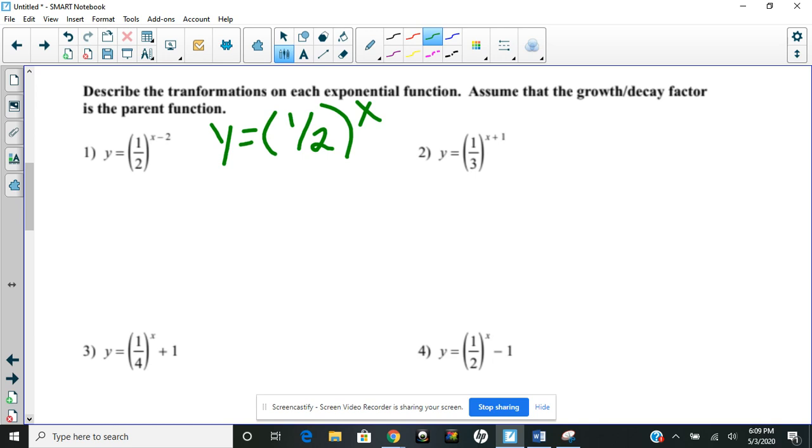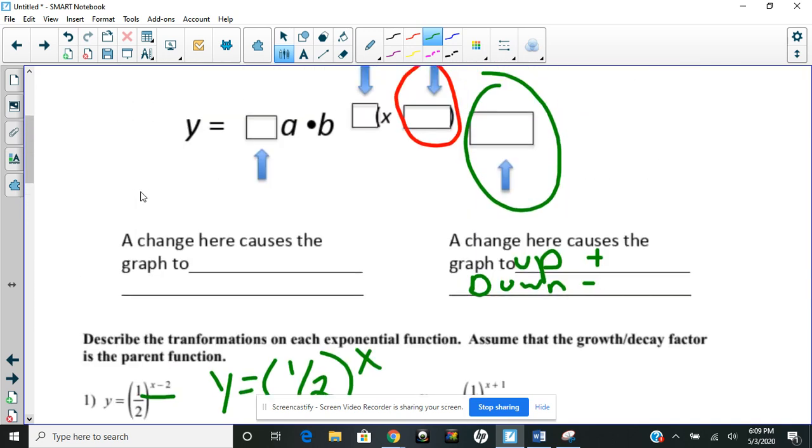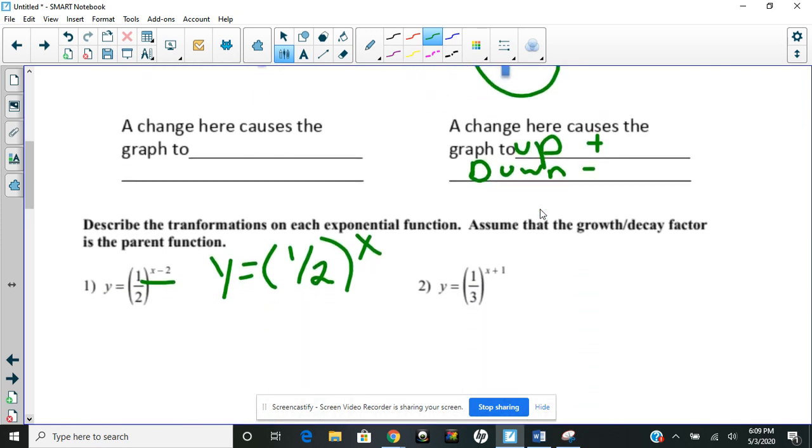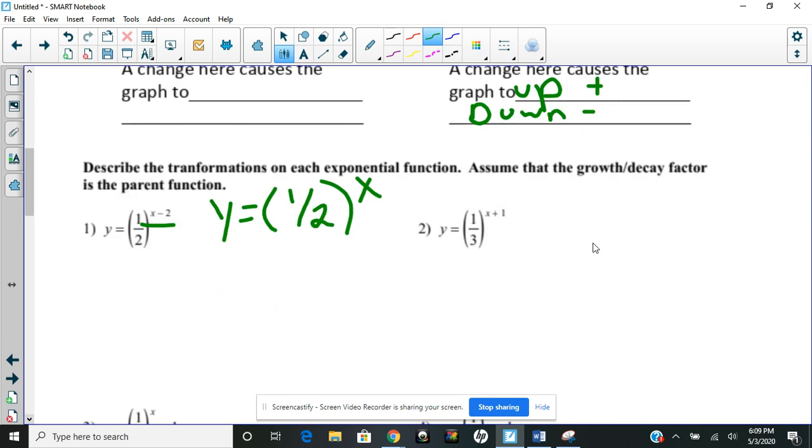Okay, so the difference is we see this -2 right here in the exponent. I'm going to go back up to my rules, and I see that a move that happens in the exponent is what I circled right here in red, and it's a minus. So when it's minus, that is a move to the right. So when it asks me for this one, what is the transformation? What is the translation? I'm going to say right 2. And that's it. That's the whole thing for number 1.